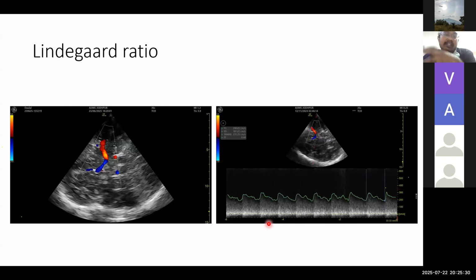So as I told, like the Lindegaard ratio, how do we calculate it? This is the transtemporal window. This is the MCA, ACA. Now I have insonated the proximal MCA, and I got this waveform. And you can see that TAmax, which is the mean flow velocity, is 235. So 235 is the mean flow velocity of the MCA.